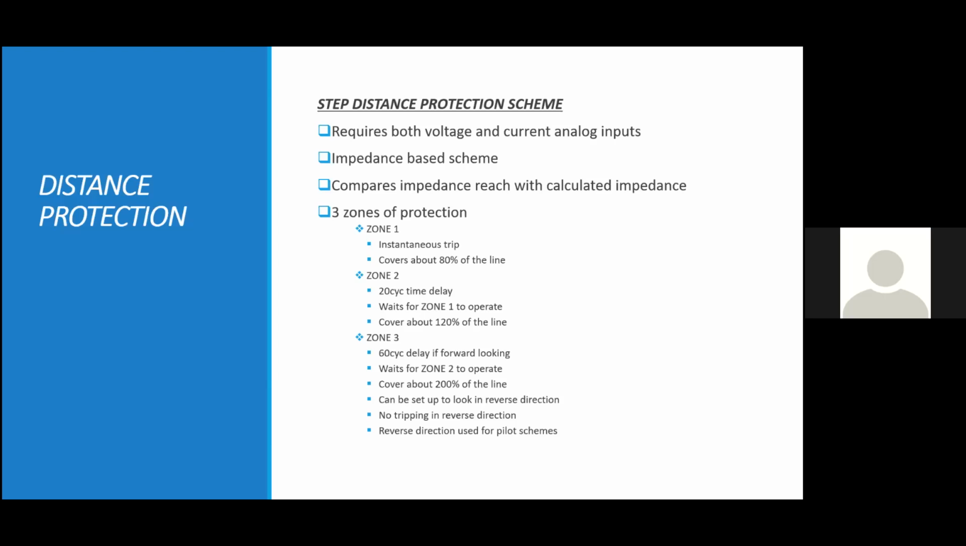Zone 3 element is usually used in pilot schemes to notify the remote terminal relay about the direction of the fault, if it's on the line or it's not on the line.